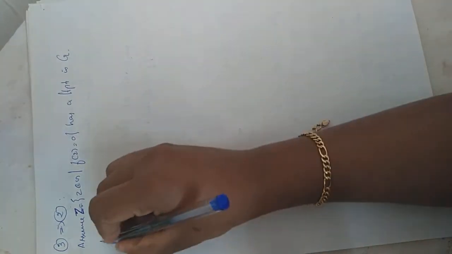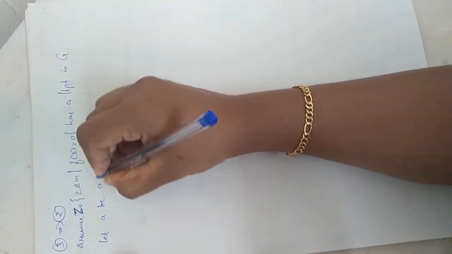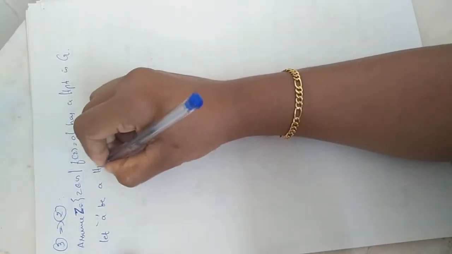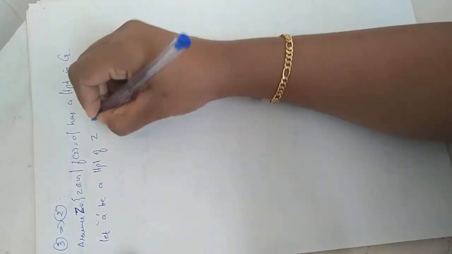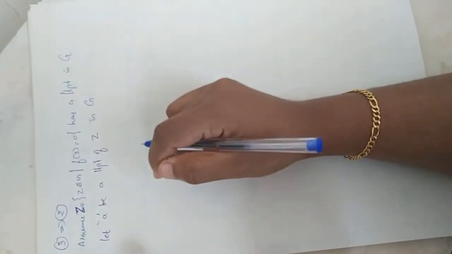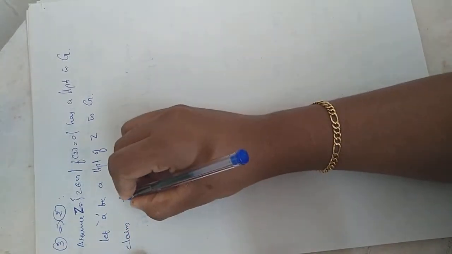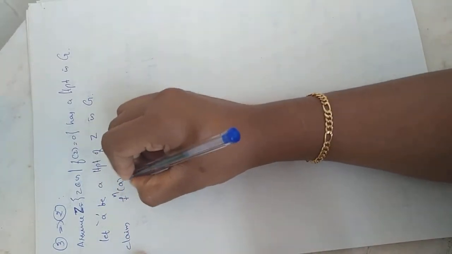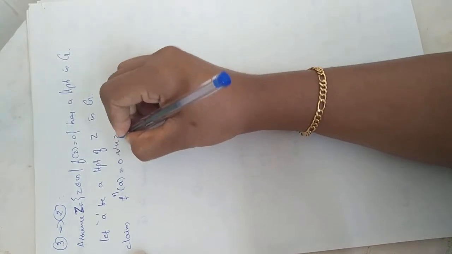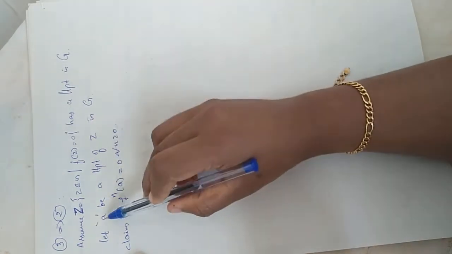Okay. Now let A be a limit point of Z in G. So I consider a limit point of Z in G. Now we will claim that at this point the nth derivative of f at A equals 0 for every n greater than or equal to 0. We need to prove that there is a point in G with the required property, and we claim this point has that required property. Okay, this is our claim.